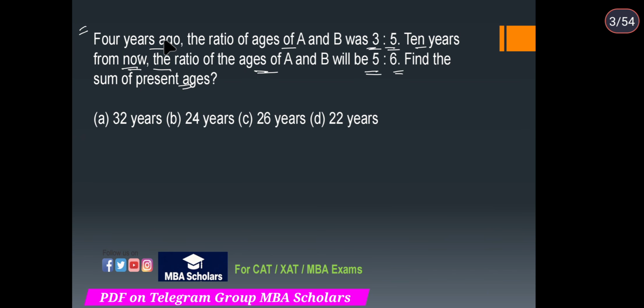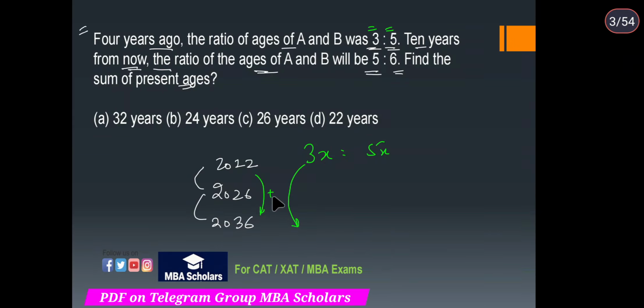So it is asking that 4 years before. Suppose we are in 2026, and 4 years before it was 2022, and 10 years from the present it will be 2036, right? So if I assume that, 4 years before, the ages were in the ratio of 3:5, so let it be 3x and 5x initially. Now if I add till the present ages, there is a gap of 4, so I'll add 3x plus 14 and 5x plus 14 to get the age in 2036.